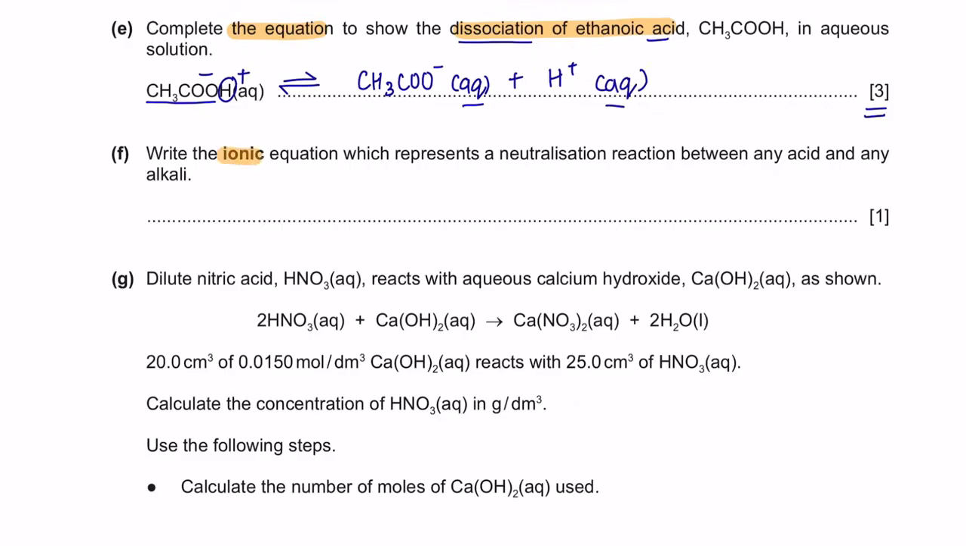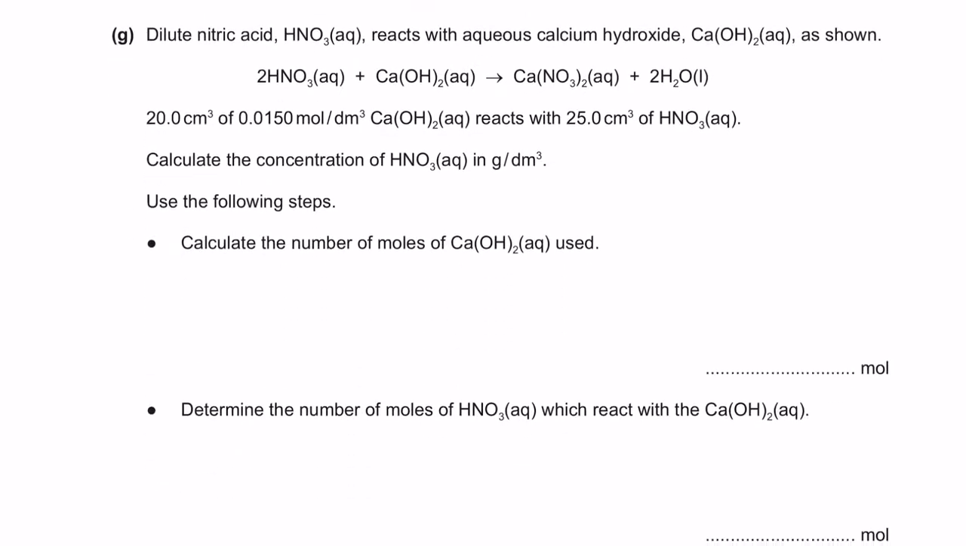Question F. Write the ionic equation which represents a neutralization reaction between any acid and any alkali. All acids are proton donors, so it will be H+, plus alkali is a base, so it has OH- ions, giving us water. Next, question G. Dilute nitric acid reacts with aqueous calcium hydroxide as shown. 20 cm³ of 0.15 mol/dm³ calcium hydroxide reacts with 25 cm³ of nitric acid. Calculate the concentration of nitric acid in grams per dm³ and use the following steps.